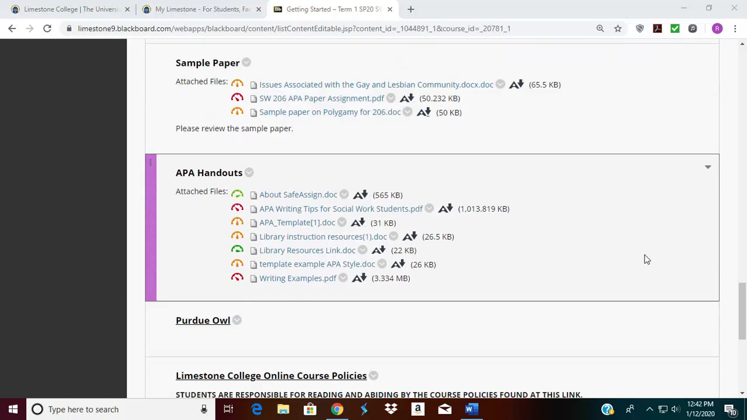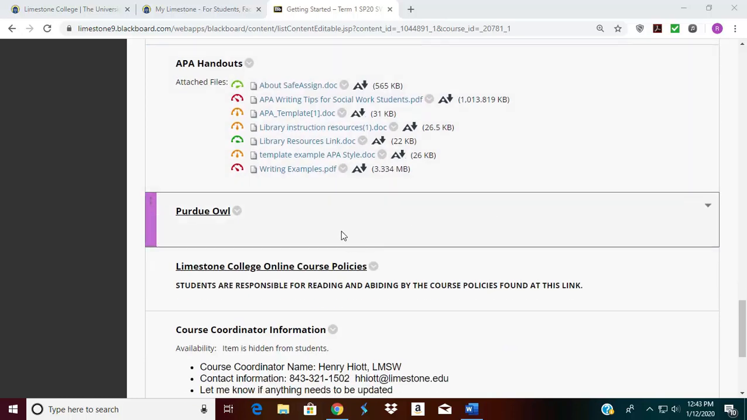I also provided you with an APA handout. For those of you who are not familiar with APA, again, if you're referencing in MLA, you may lose points because it's required that we use APA. So I provided you with some information about Safe Assign. In other words, that's where they look at whether you're plagiarizing your work or what have you. The APA writing tips, I provided you with some information about that. I also provided you with an APA template. I also provided you with library instruction resources, also a resource link that's provided to you, as I talked about in the Unit 1 section of what was required. I also provided you with another template for APA that you can look at, and also some writing samples that I provided you with. Okay, I also provided you with Purdue OWL.